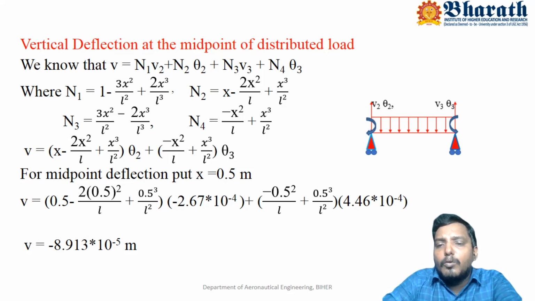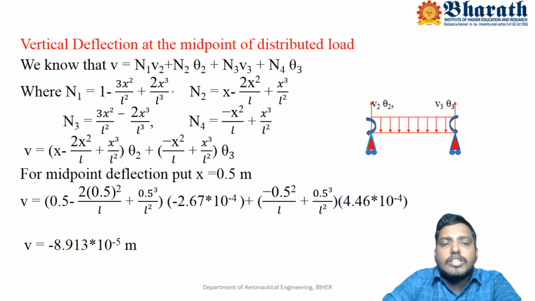Element number 2 consists of nodes 2 and 3. Node 2 has only the unknowns V2, theta 2, and node 3 has V3, theta 3. Therefore, your displacement function can be written in terms of only the unknowns of nodes 2 and 3. The above equation is correct: V is equal to N1 V2 plus N2 theta 2 plus N3 V3 plus N4 theta 3.